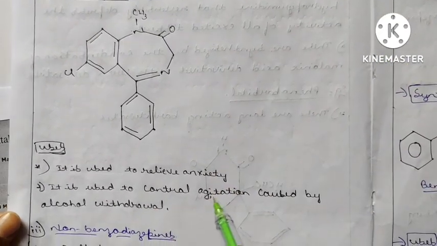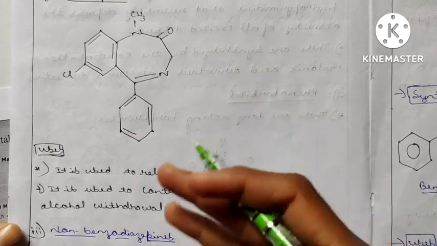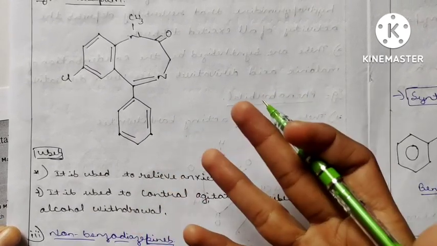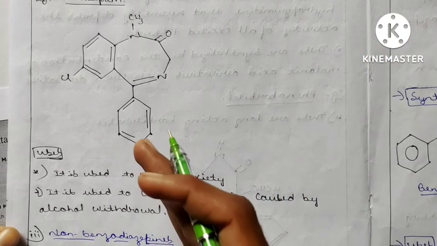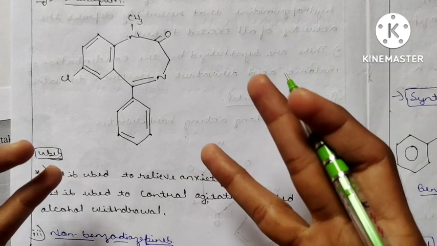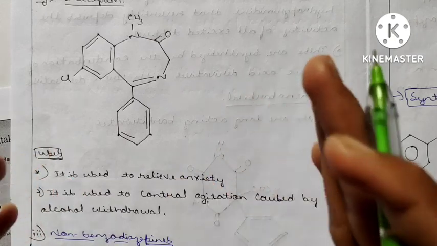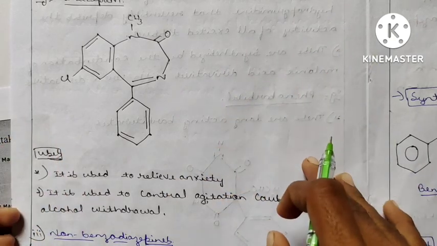Uses: it is used to relieve anxiety and to control agitation caused by alcohol withdrawal. Some consumers of alcohol, on sudden withdrawal, have changes in their mind, meaning they feel agitation or adverse reactions to the environment. To control that adverse reaction, we give diazepam.